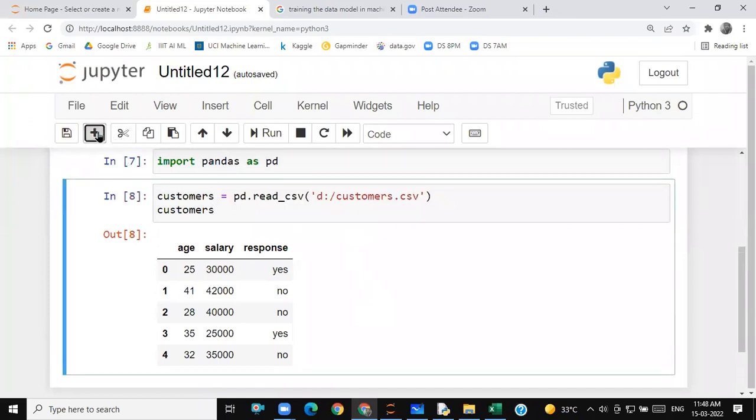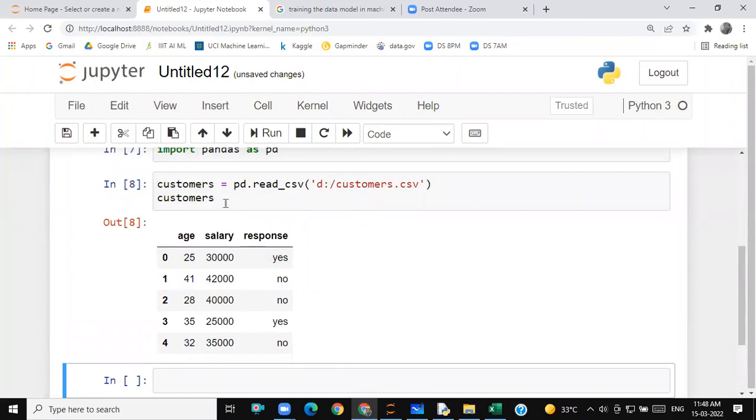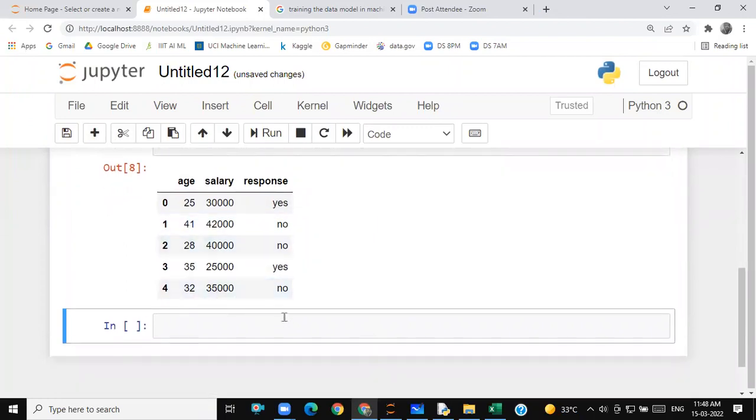Okay. Now the idea here is, the customers data. We got the data actually. Yes, we got the data. So how to apply? I want to show you a small machine learning algorithm. It's a very small machine learning algorithm.